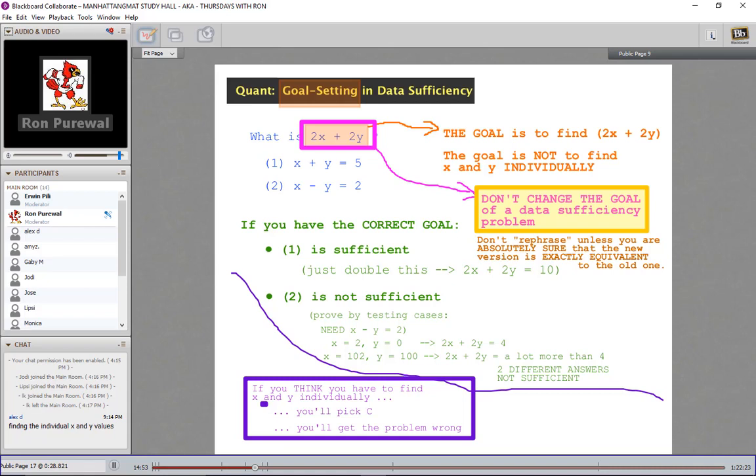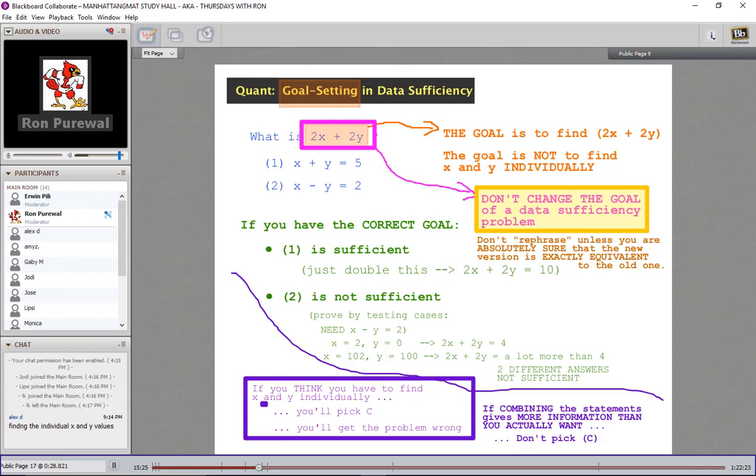Like here, if you put the 2 statements together, you wind up with X and you wind up with Y as numbers instead of this goal. That's the principle you want to keep in mind here. If combining the statements gives you more information than you actually want, don't pick C. Don't do that.